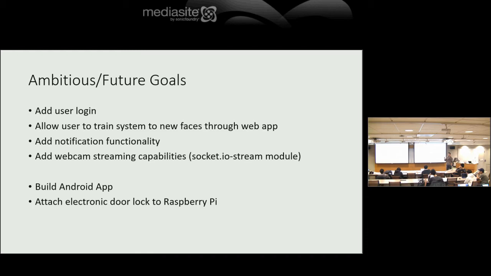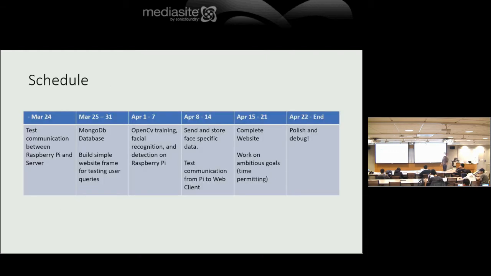More ambitious goals would be to build an Android app or connect a lock to the Raspberry Pi so that when it sees a face, it can unlock or lock the door. Hopefully it doesn't make mistakes. Yeah, I don't think I'd want to do this on my house, because it's not like the iPhone where you could hold up a picture and it'd let you in.